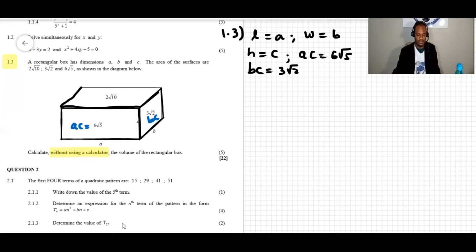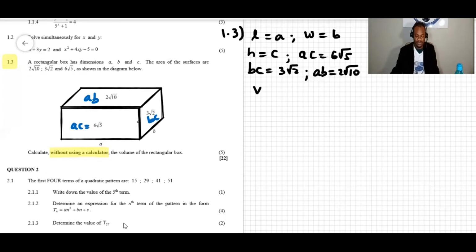And then the other face is the top one. It will look like a parallelogram. If this is A, that also must be A, and because this is B, it's going to be AB. We also have AB, which is 2 root 10.